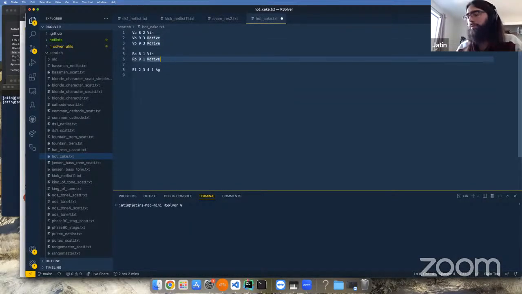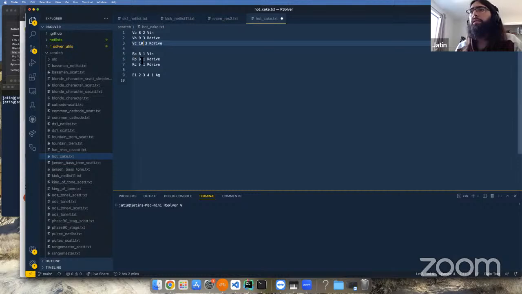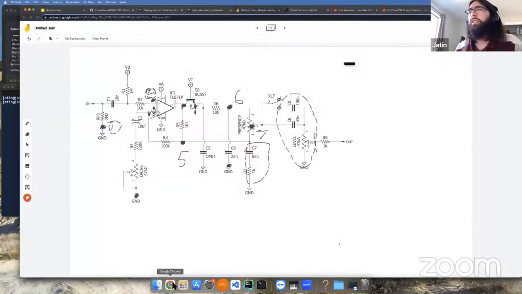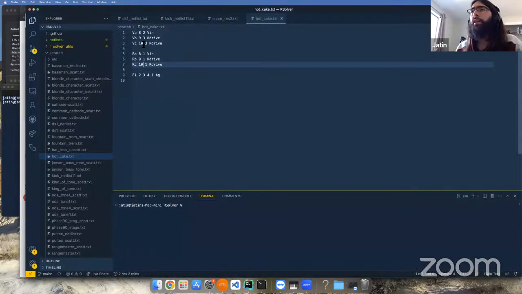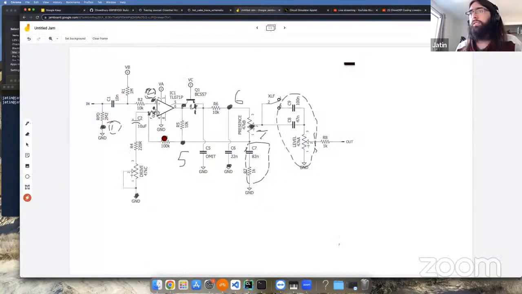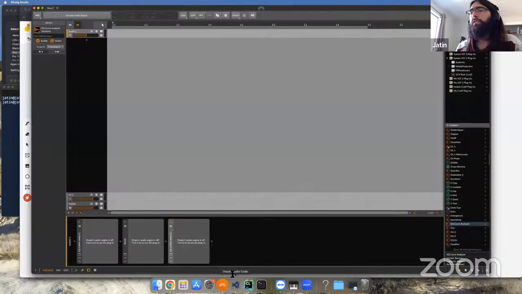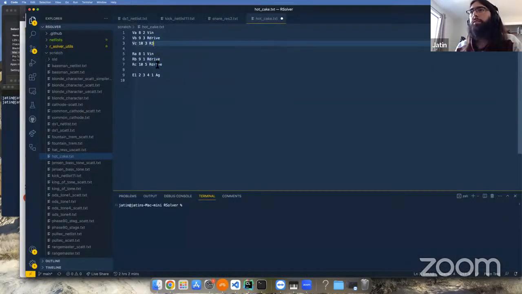So let's do that one next. We've got VC and RC, and this is 10 here. And this is going from node 3 to node 5. So 3 to 5, and this is R3, the component that we've got there.